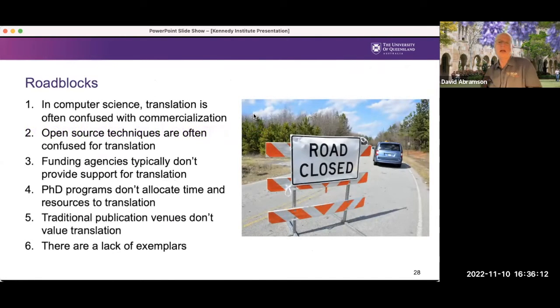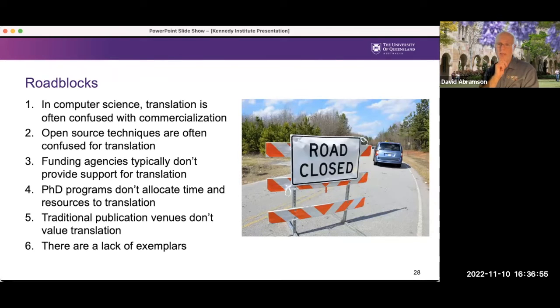Manish and I stood back and had a think about what is in fact holding it back, and here are the things we came up with, and I'll drill down on each of these in a little bit more detail. First of all, we think it's often confused with commercialization. People are using open source, so code is getting out there. What's the problem? Funding agencies don't typically provide support for translation. PhD programs don't allocate time for translation. Traditional publication venues and metrics don't value translation. And there's been a lack of exemplars. So that's some half dozen.